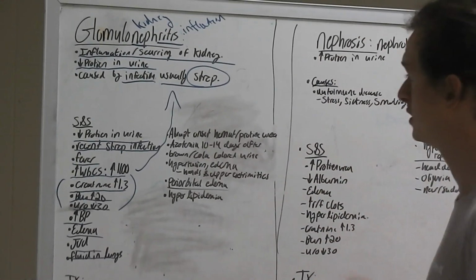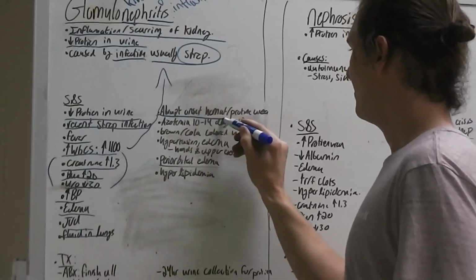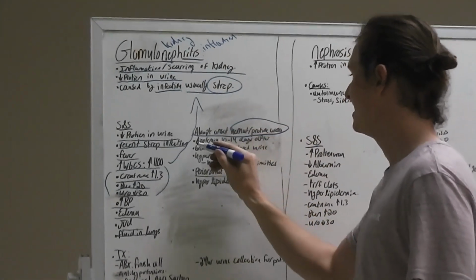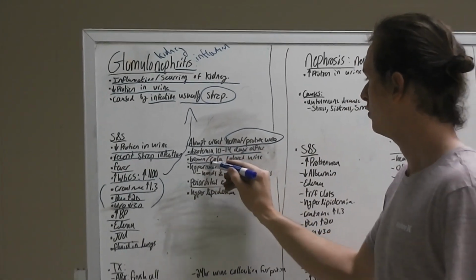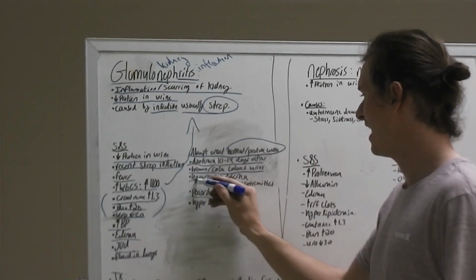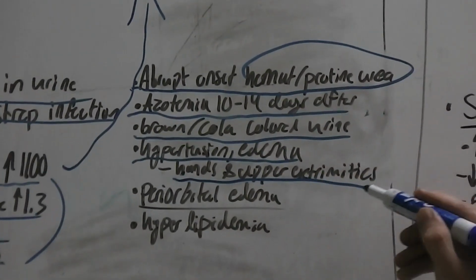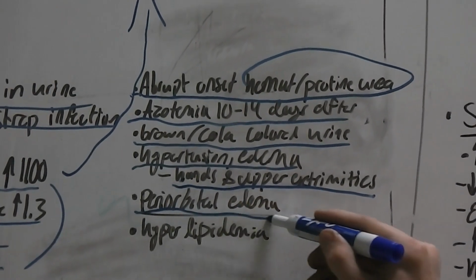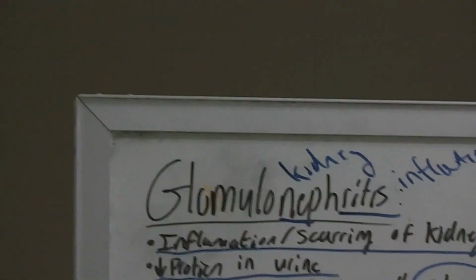Now, Ms. Solomon, what she put in the PowerPoint is an abrupt onset of hematuria or proteinuria, azotemia 10 to 14 days after, brown or cola-colored urine, hypertension, edema, and you see this in the hands and upper extremities. We also see periorbital edema specifically with glomerulonephritis and hyperlipidemia.